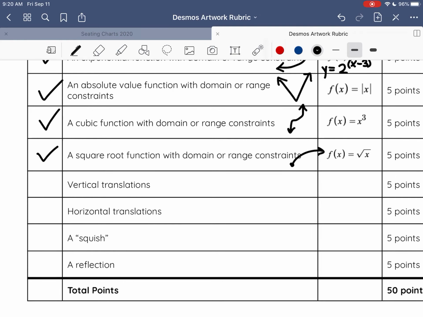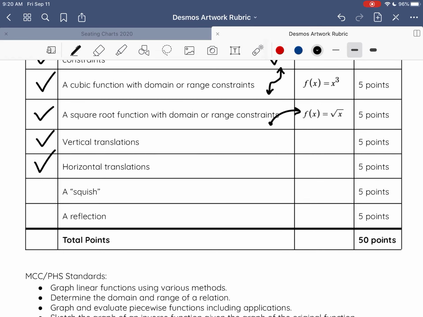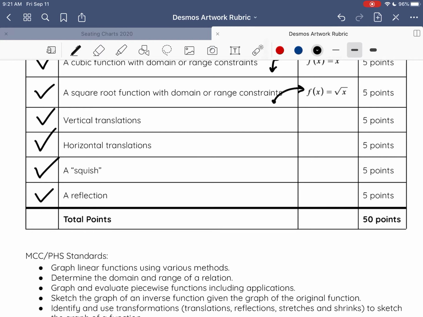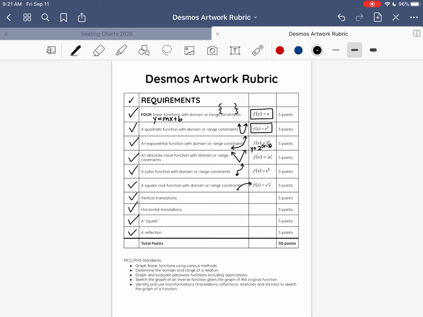In addition to those functions, I am going to be checking to make sure that you've used vertical and horizontal translations, meaning you've moved it up and down or left and right in some way. And this doesn't have to be for all functions, just for at least one of them. You also have to have at least 1 squish, where you multiply your function by a number, and at least 1 reflection, where you put a negative in front and flip it upside down. If you have met all these requirements, you should be good to go, as long as your artwork is your own and it's creative and well thought out.